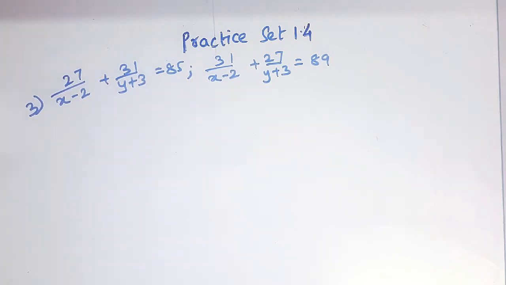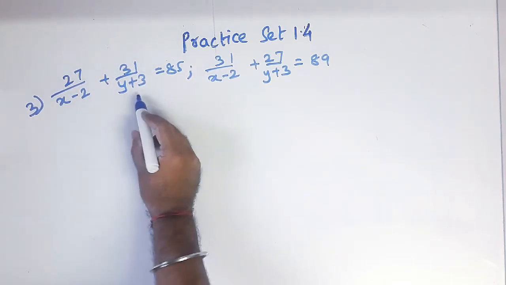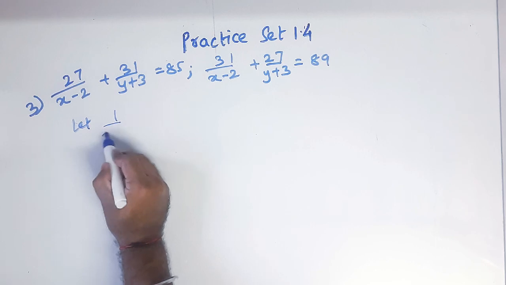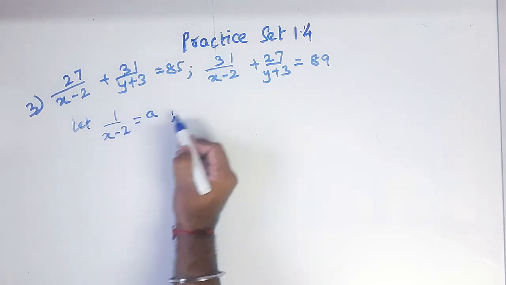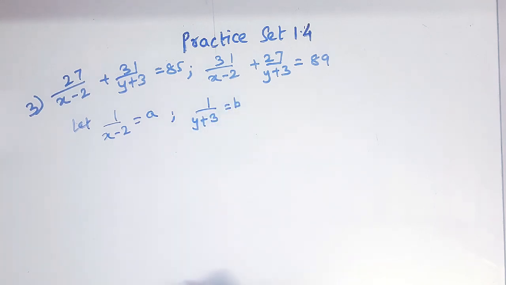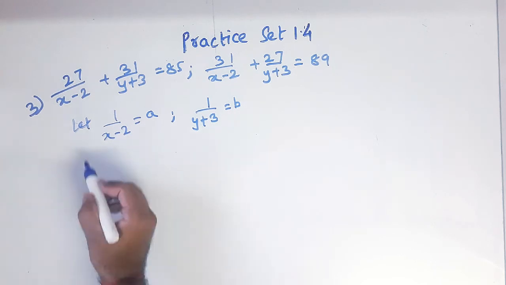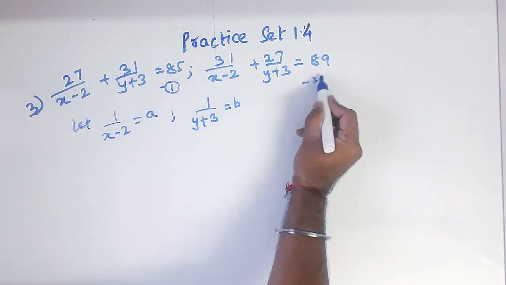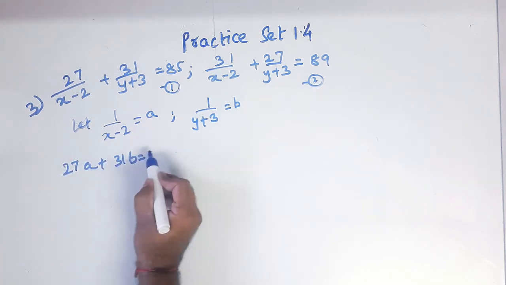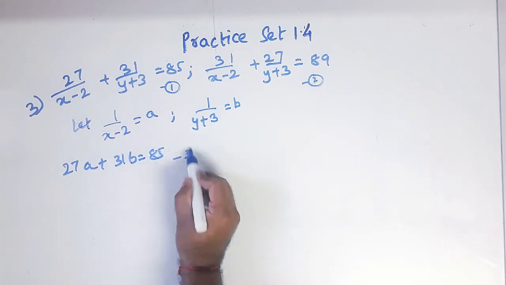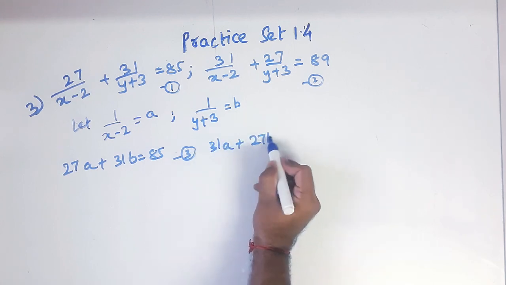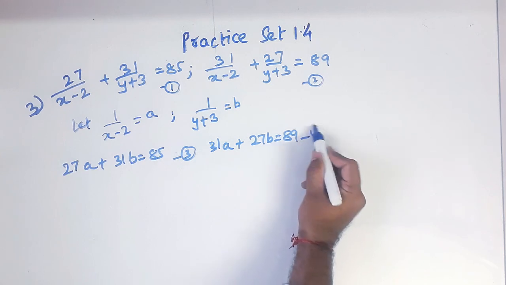Okay, so we are ready with sum number 3, where you can see x minus 2 and y plus 3 in the denominator. So we will substitute that first. 1 upon x minus 2 equals a and 1 upon y plus 3 equals b. Okay, now let this be 1, this be 2. What we will get is 27a plus 31b equals 85. Okay, this let be the third one, and this will be 31a plus 27b equals 89. This is the fourth one.